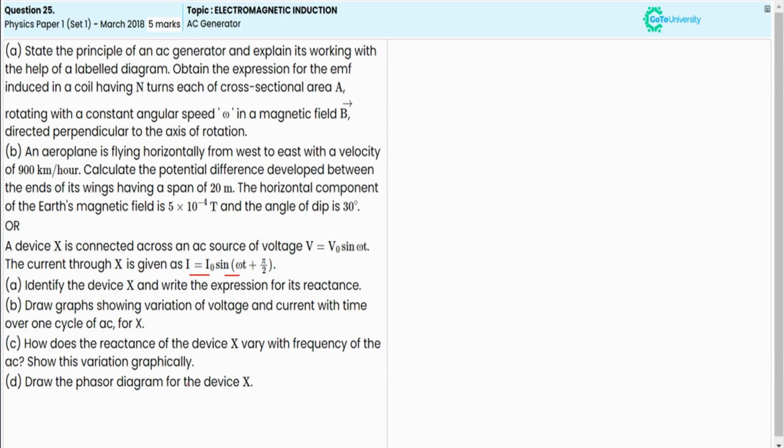Okay, as given here in an AC source, the voltage is V0 sin ωt, then the current is I0 sin(ωt + π/2). The derivation is not necessary here, we can directly show the graphs. Identify the device X here. If you look at X here, there is the graph drawn.